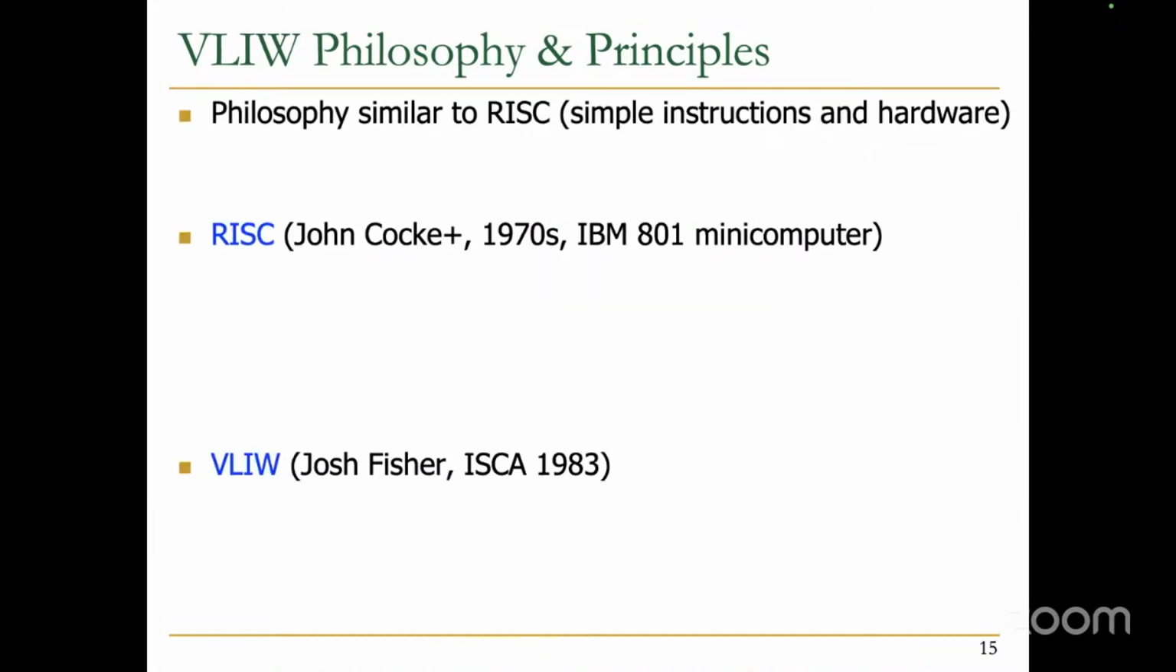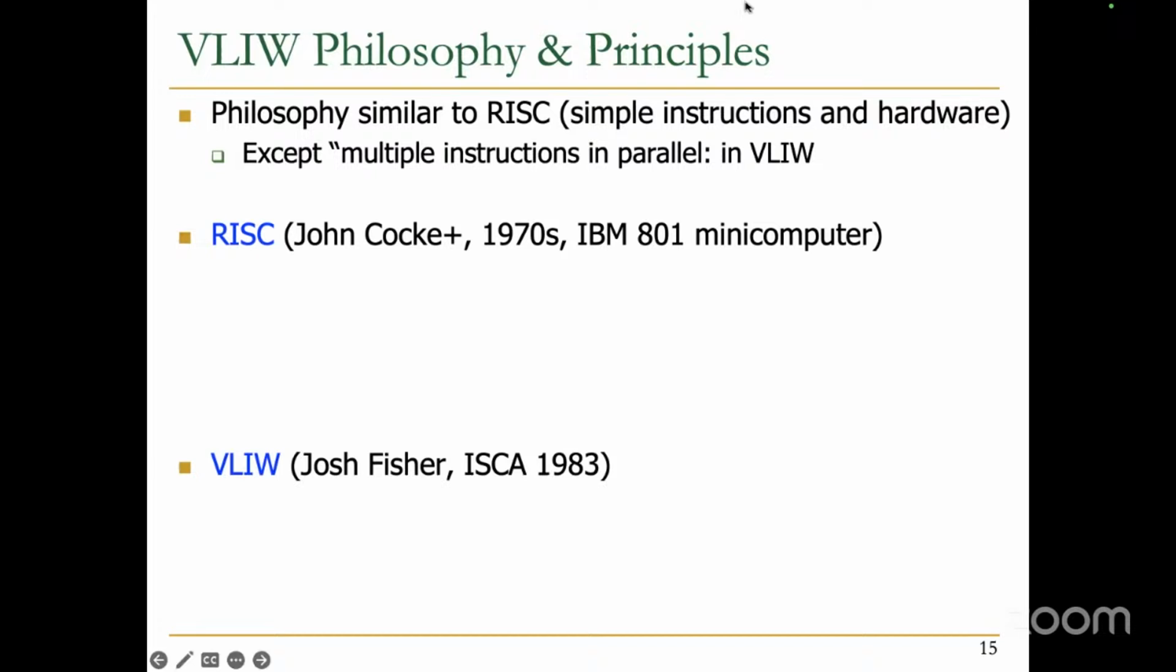So the philosophy is actually somewhat similar to reduced instruction set computers that we had discussed. We discussed that instruction set complexity is something that you need to consider when you design an instruction set architecture. If your instructions are complex, your hardware becomes complex because you need to execute them. If your instructions are simple, your hardware also becomes simple, right? In a sense, VLIW philosophy is very similar to that RISC philosophy, except VLIW adds multiple instructions in parallel as well.